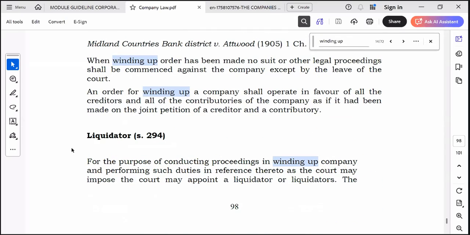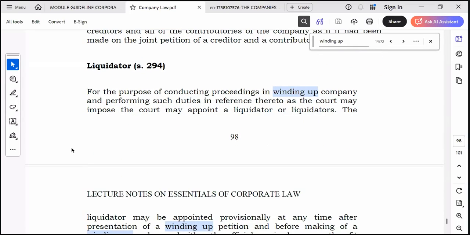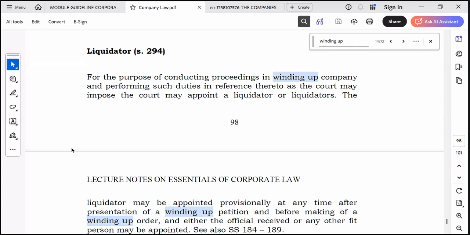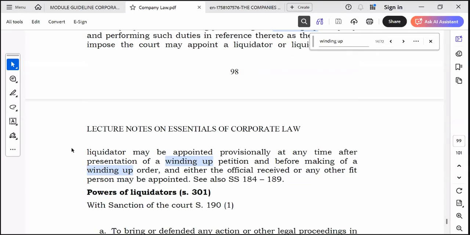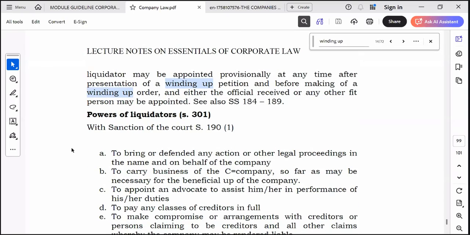Now I have to go on, winding up, like I said, is all about properties. It involves properties. And for the purposes of winding up, there will be an appointment that has to be made for the sake of realizing the properties or assets of the company. So the court may appoint a liquidator or liquidators depending on the companies. The liquidator is the person who is supposed to make sure that the winding up occurs.